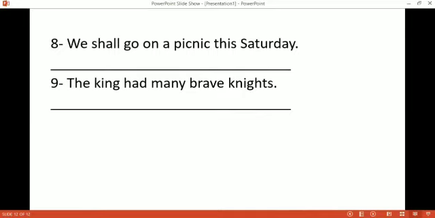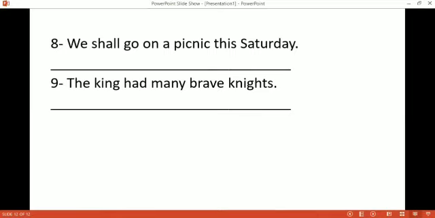And Saturday, children, Saturday is a proper noun. You know, children, all the names of the days are proper nouns and we write proper nouns with a capital letter. So you will write Saturday with a capital S. We shall go. Shall we go? We shall go. Shall we go on a picnic this Saturday? Question mark.